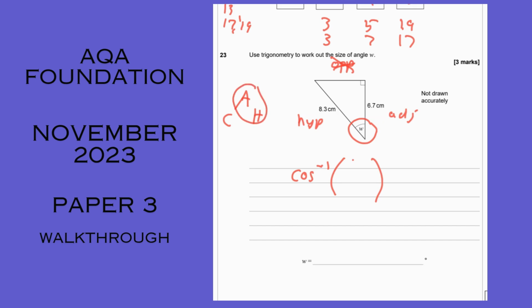It's adjacent divided by hypotenuse. On your calc, you should get 36.173, etc., assuming your calc is in the right mode and you've used the brackets correctly. So rounding off to 1dp, although you don't have to, it doesn't specify. I'm going for 36.2. Mark scheme allows 35.9 to 36.2 inclusive.